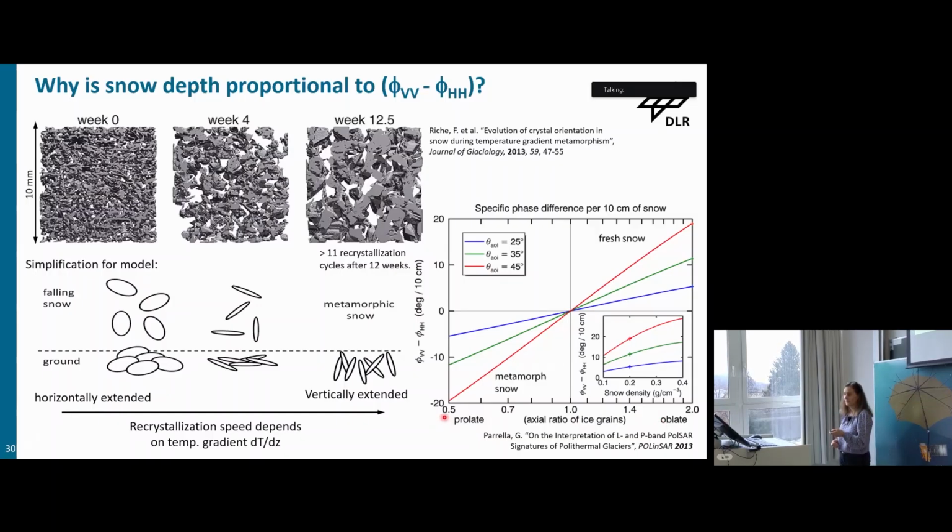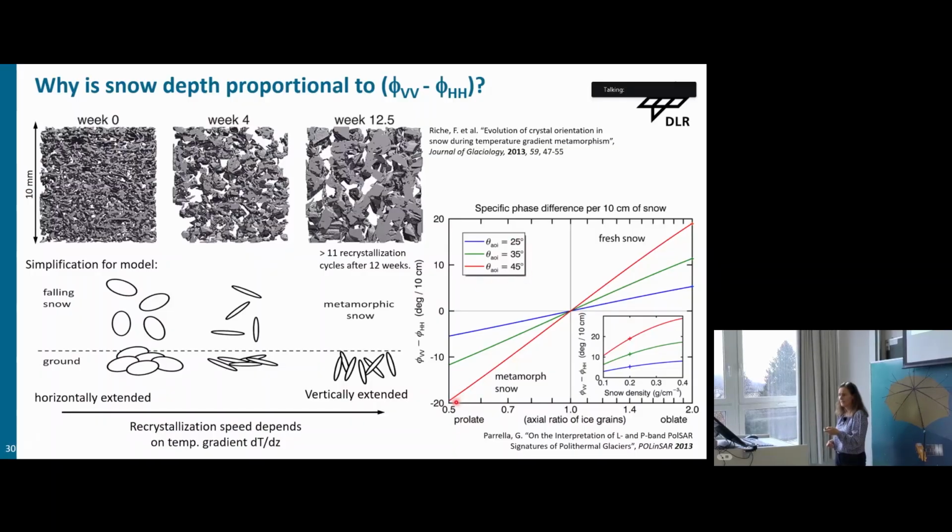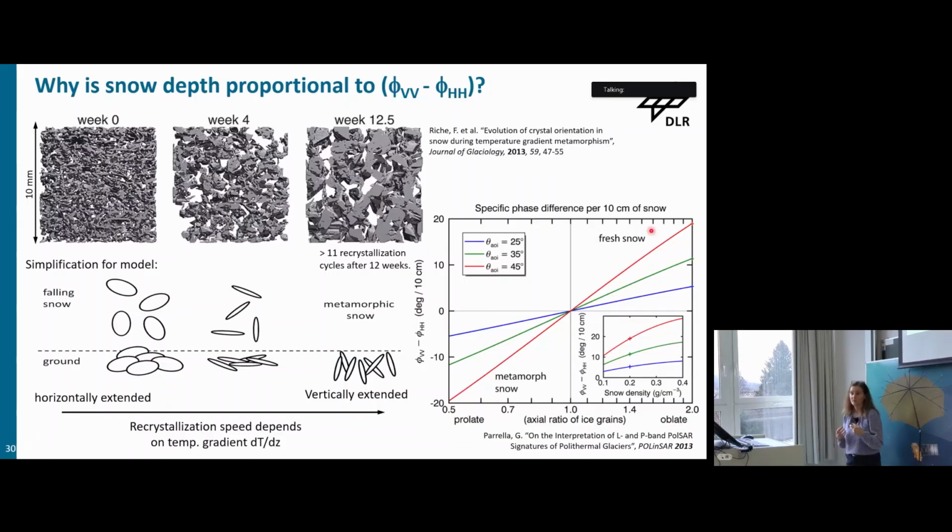And you see that for different incidence angles, you have a change in the phase here. Starting with 45 degrees, you have quite a strong change, a negative part for prolates. And if you go to oblates, the other one, then you would get positive phase differences. The negative and positive part is also very interesting because you are observing different conditions of the snow pack and the crystals inside the snow.